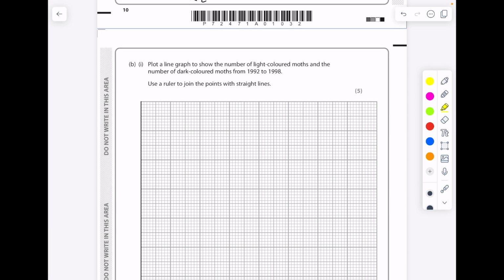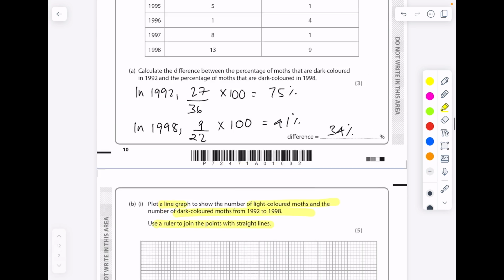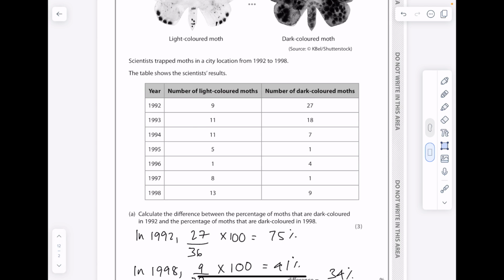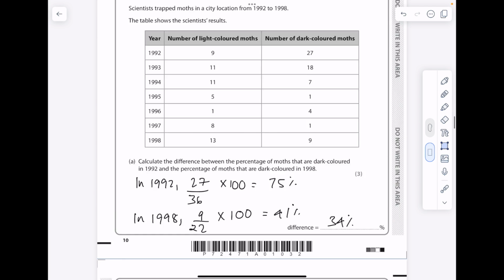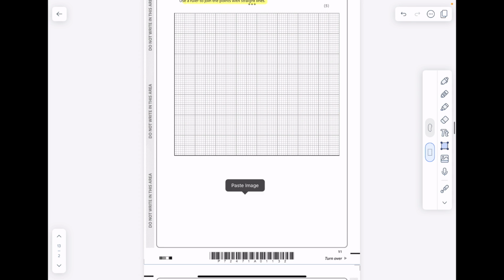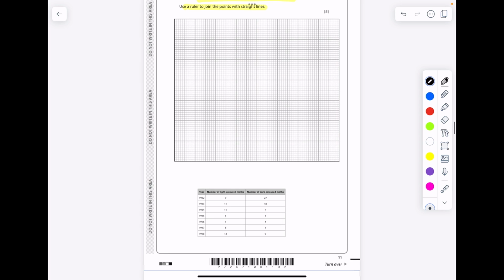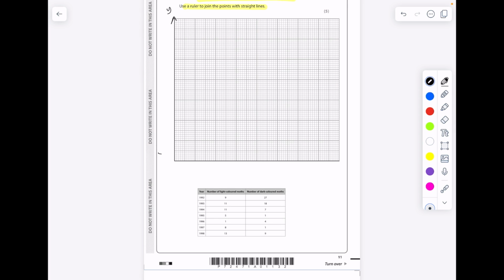Plot a line graph to show the number of light-coloured moths and dark-coloured moths from 1992 to 1998. Use a ruler to join the points with straight lines. So let's plot the data. Remember, what you measure, the dependent variable, goes on your y-axis. So that's the number of moths. What you change, your independent variable, goes on the x-axis.